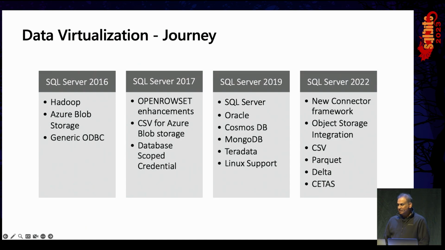In 2019, we expanded connecting to other relational databases through an ODBC connector, some of which are listed here, like Oracle, Teradata, et cetera, and in fact, even NoSQL databases like Cosmos DB and MongoDB. And in 2022, which we will spend the next few minutes on, we have completely rebooted this framework. It's the next version of Polybase and gives you a lot more flexibility in connecting to multiple data sources that we will see. So in 2022, we introduced a new connector framework, which is REST-based.